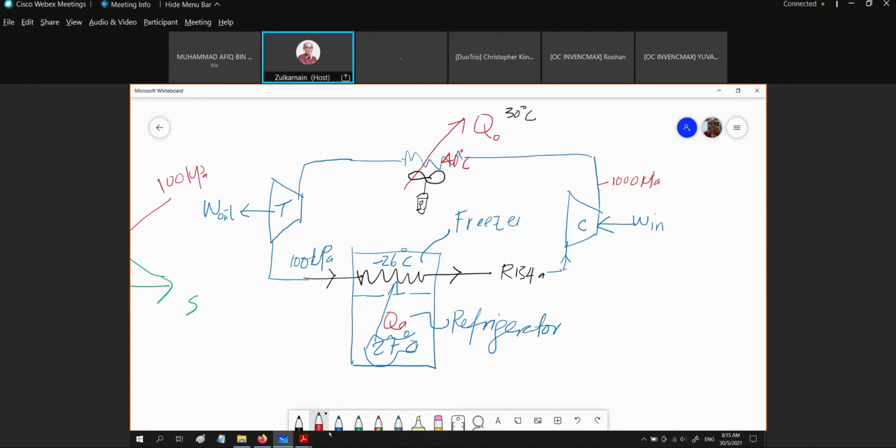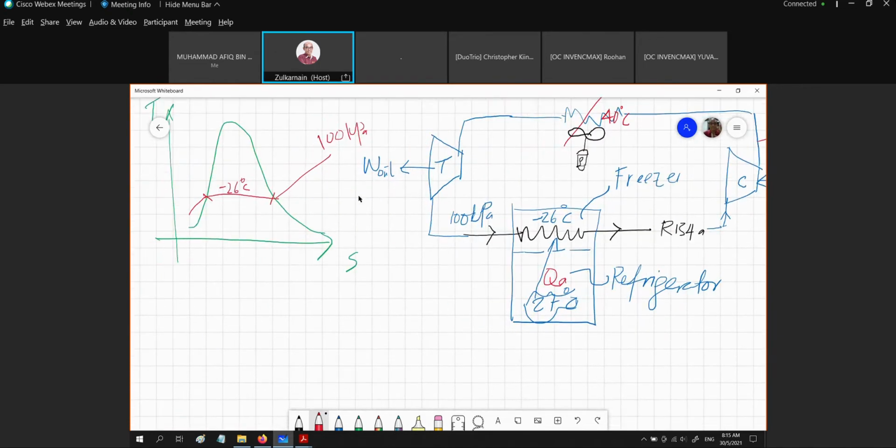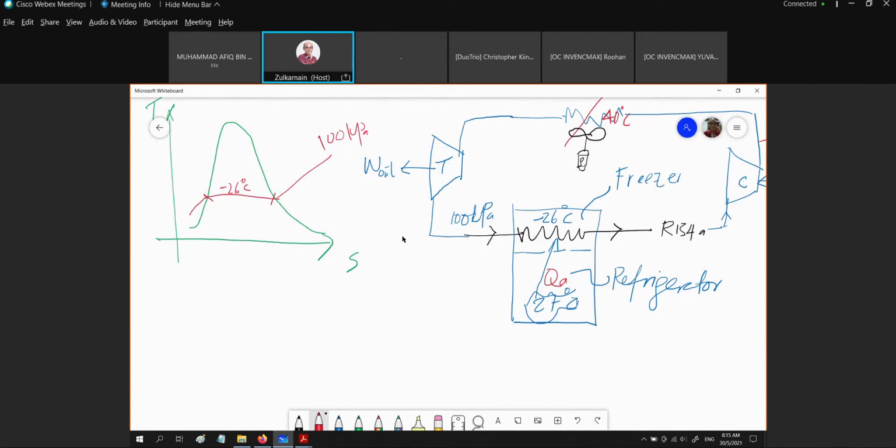Okay, so if we sketch the diagram in this case, this is the pressure of 1000, and then we have again another pressure of 1000 kPa, which gives us the temperature right here of about 40 degrees C, right?